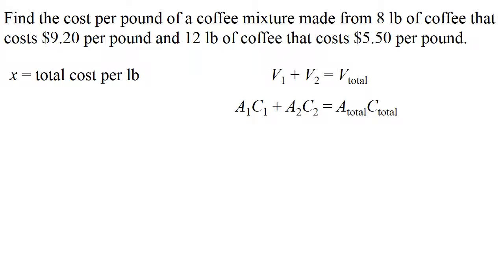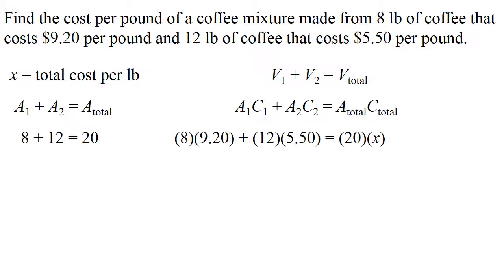Now we do know how much we have of the first one, 8 pounds. We know how much we have of the second one, 12 pounds. How much do we have altogether? Well, we have 8 plus 12, 20 pounds altogether. So we know everything but our C total, our total cost. And that's going to be our X. So we're going to fill in everything. 8 pounds at $9.20 per pound, 12 pounds at $5.50 per pound, 20 pounds at some cost per pound.